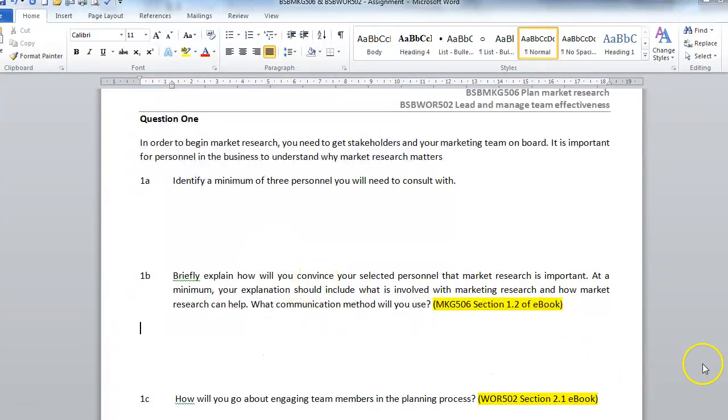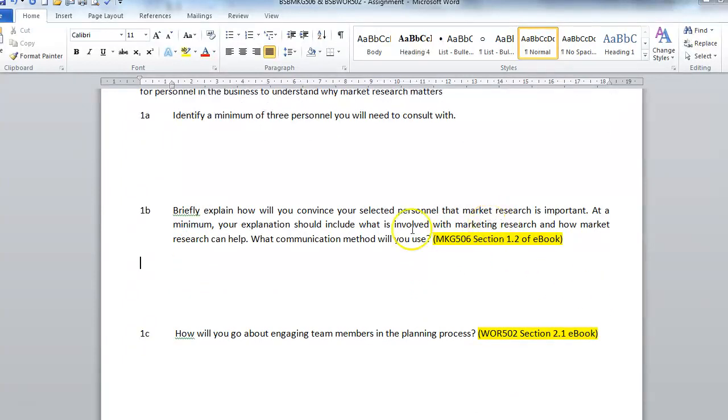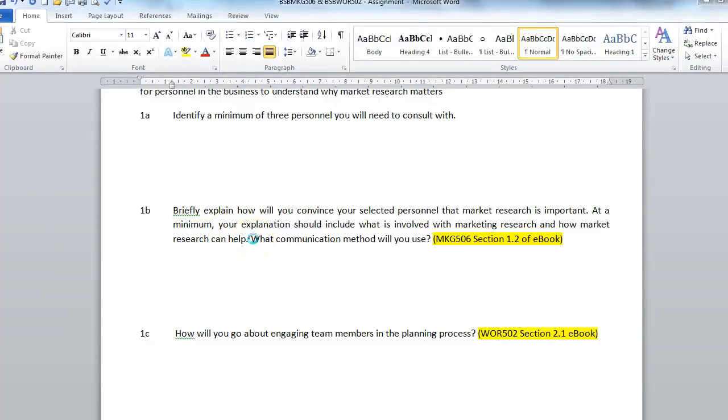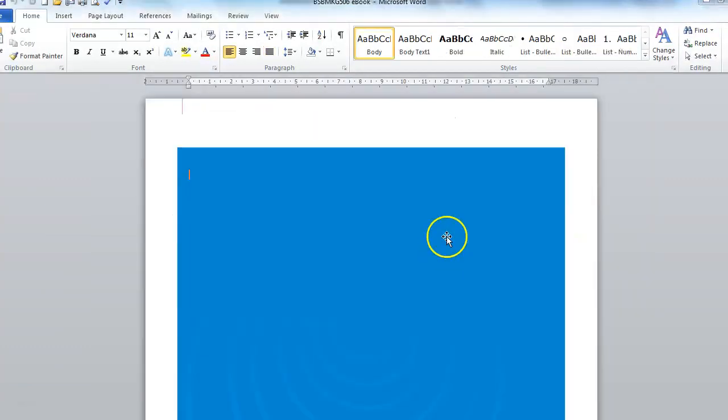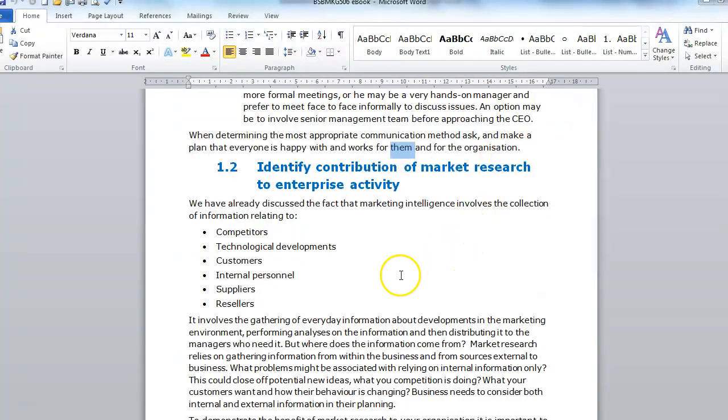Briefly explain how you would convince your selected personnel that market research is important. So at a minimum, your explanation should include what is involved with market research and how market research can help. And then the second part is what communication method would you use. So section 1.2 of the ebook will help. So open that one up. Because it is a combined assignment, we will be flicking between the 2 different ebooks. So it was section 1.2. Yep, there we go.